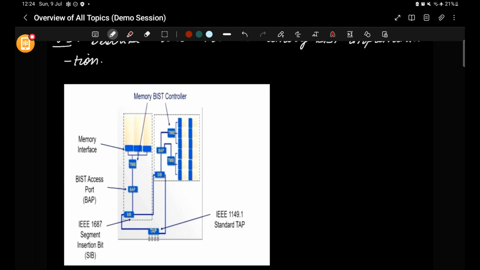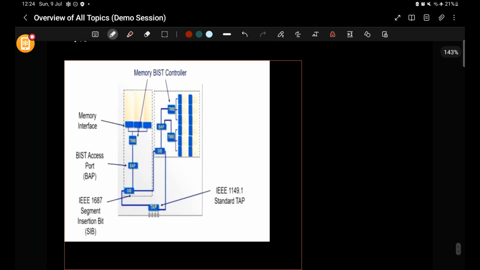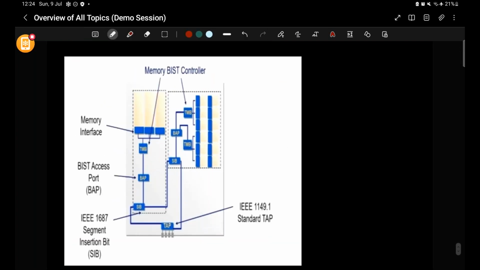Then we will see that in IJTAG, apart from JTAG, you will be having one additional component called SIB. So how IJTAG actually operates, and what is the advantage of IJTAG over JTAG. So those things we will discuss, and then how the IJTAG network is used to control the cores.